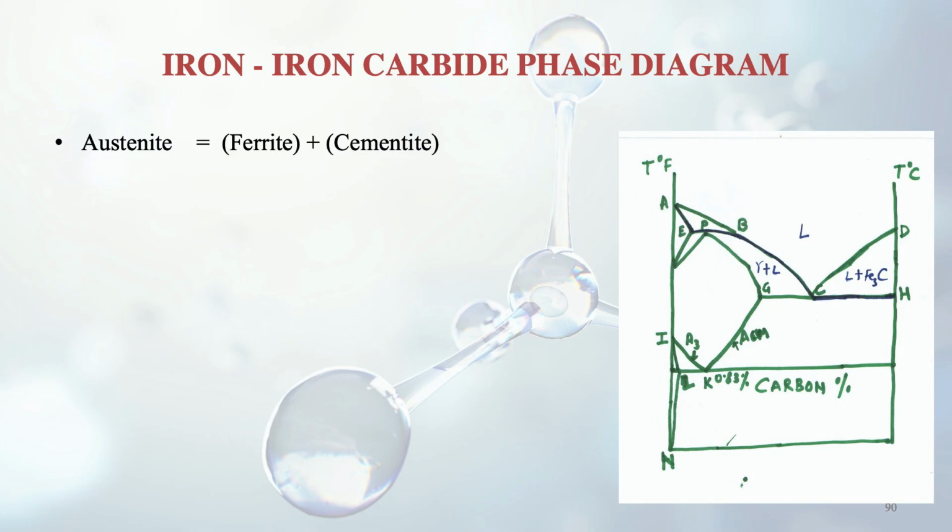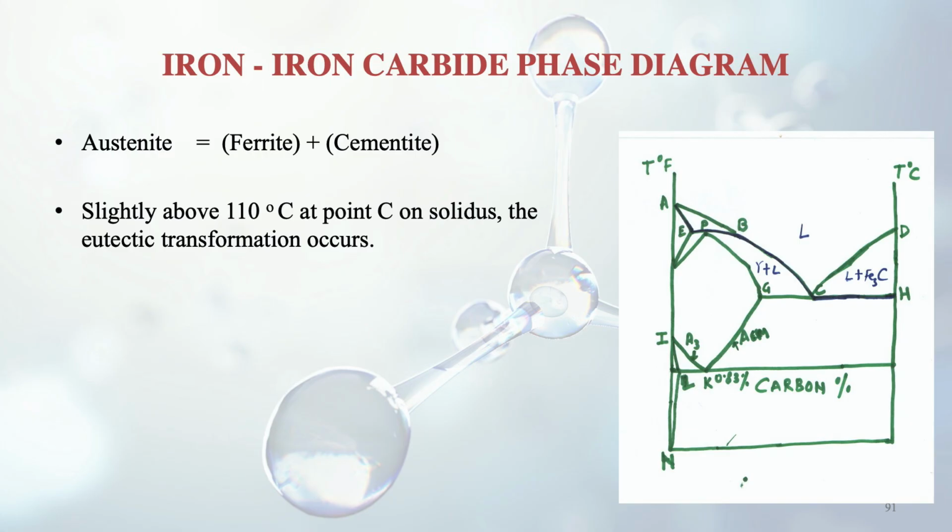So here the transformation reaction takes place, where the single solid phase, austenite, that gamma is a single solid phase, and it is getting split into two phases. What are those two phases? We will see here: ferrite and cementite. So austenite is equal to ferrite plus cementite, and this transformation is taking place at 0.83% carbon, and this is also known as the eutectoid point.